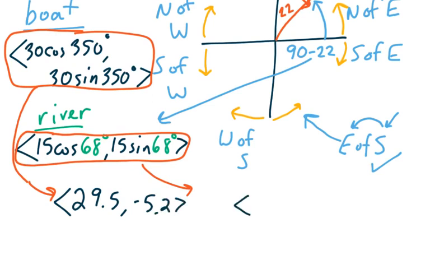Let's do the river. So 15 cosine of 68 would give me about 5.6. 15 sine of 68 degrees would be about 13.9. Great. That's each one now in component form. And to find the resultant, we're just going to add them and find the direction by using the tan inverse and the magnitude using Pythagorean.